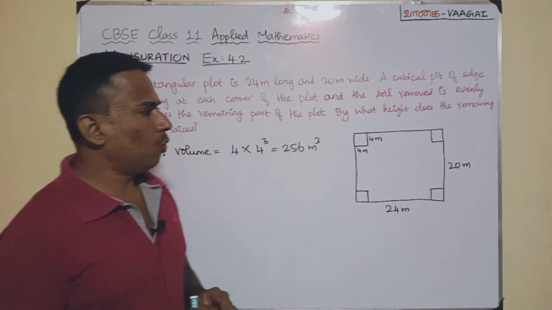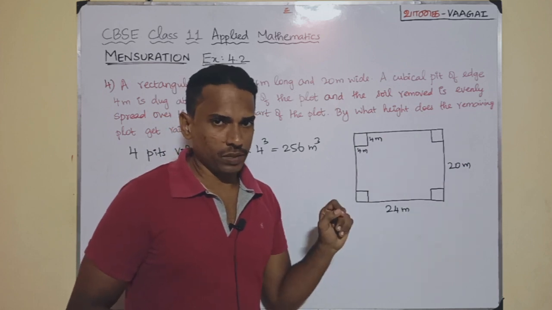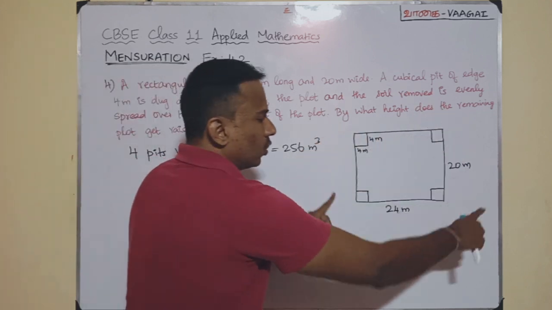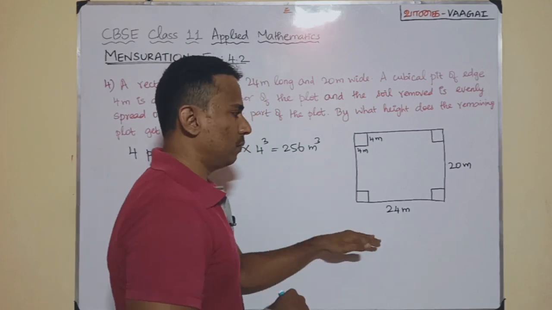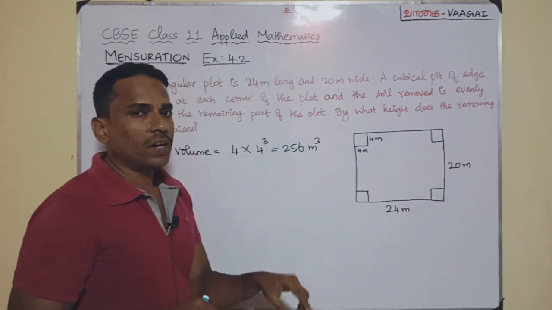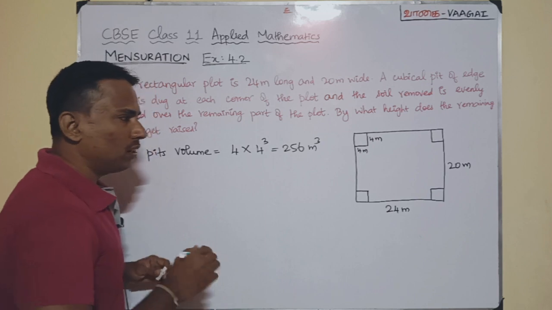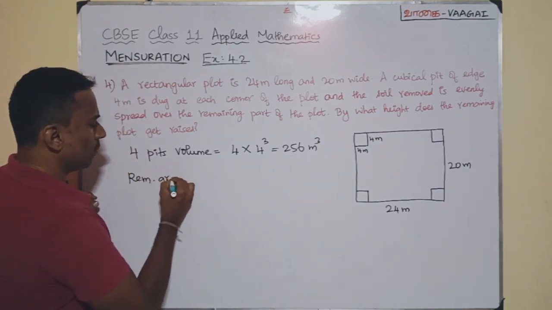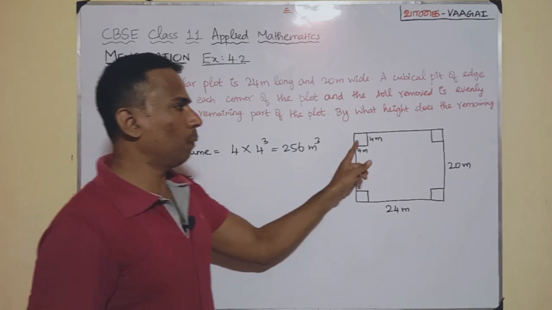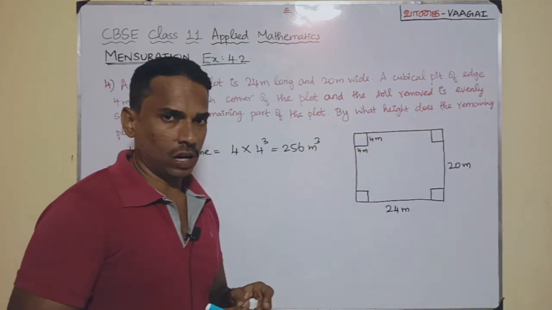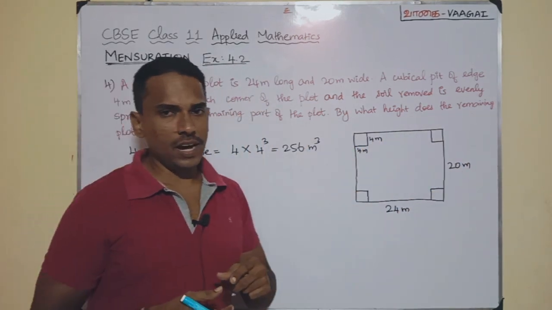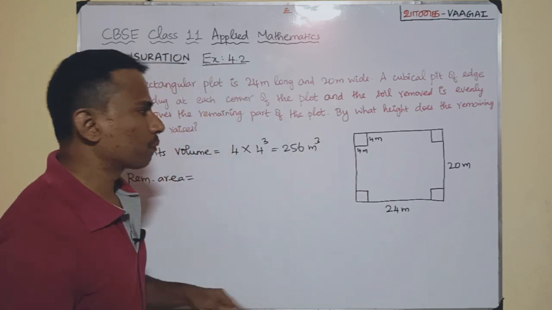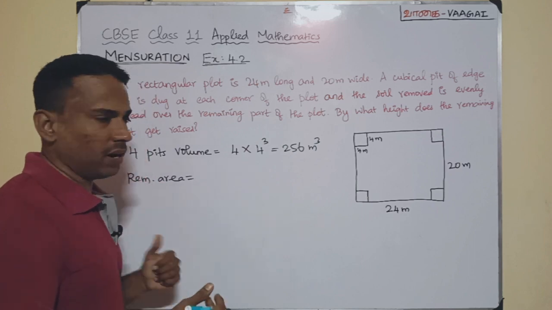Now we will think about the rectangular plot's area, because the rectangular plot's area will be nothing but length into breadth, because area of the rectangle is length into breadth. But what area do we need here? We need not the rectangle's area, we need the remaining area, because out of these, four pits are going to be dug. So those four square areas will be removed from the rectangular plot. So we will think about the remaining area now.